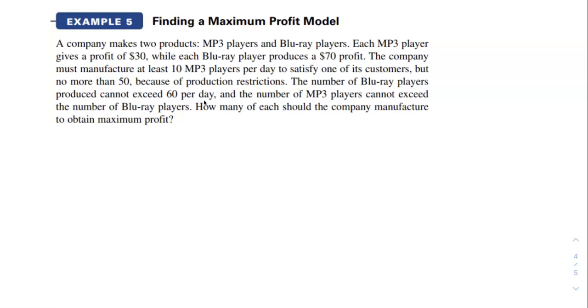First, we want to try to find the optimizing function z, and that's what we're trying to optimize, which is our profit. So MP3 players we'll say that's X, and Blu-ray players we'll say that's Y. I get a profit of $30 per MP3 player, so 30X, and then $70 per Blu-ray player, 70Y. So that's our optimizing function. Now let's get our constraints.